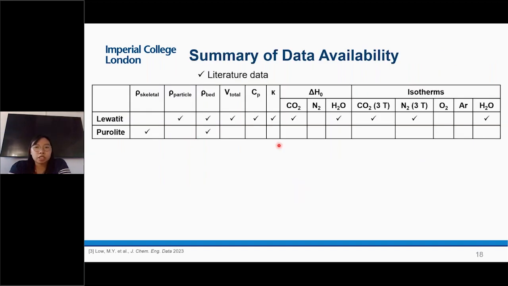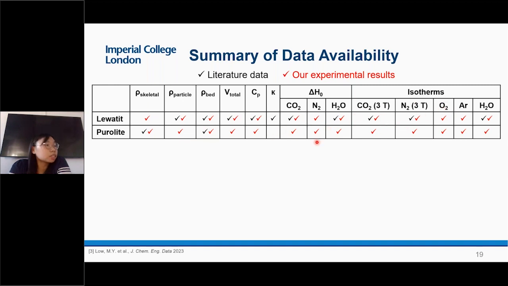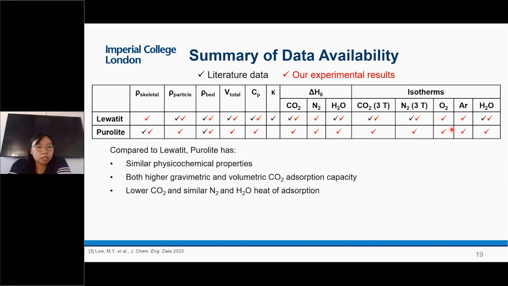So to summarize what we've done, this was the table I showed at the beginning with all the data available in the literature. And after our work, the table can now look like this. We filled in almost every gap for the different parameters, except for thermal conductivity, which we haven't found the facilities to measure yet, unfortunately. But we've been able to address everything else.